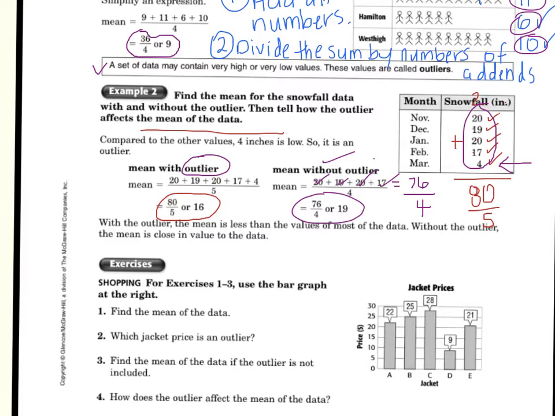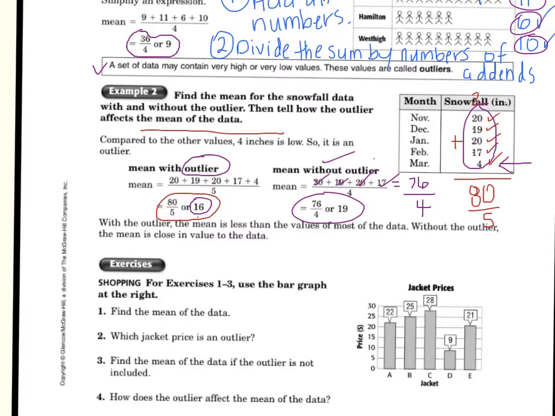So what did the outlier do to your average? It actually made your average lower because 4 is a lower number than all of these other snowfall inches. All of the other ones were somewhere around 20, really close to 20, except for March. It was way down low. It was a number 4. So it wasn't very much. And because 4 was there, it brought your average down.